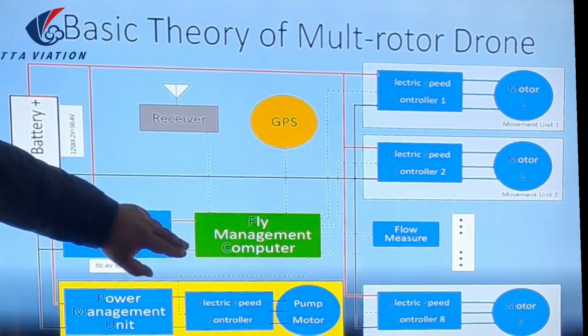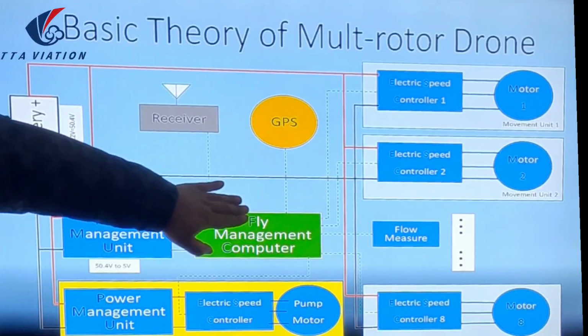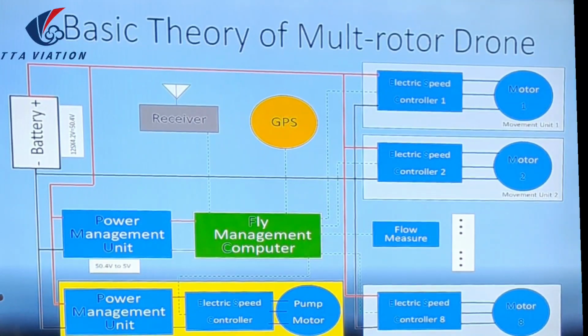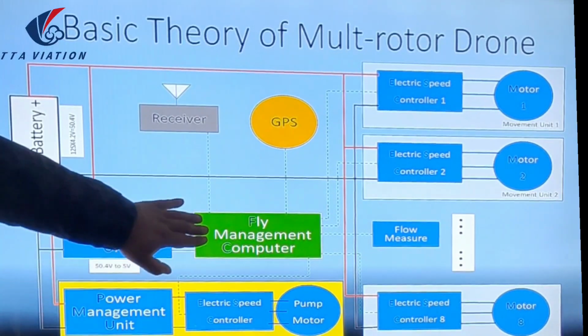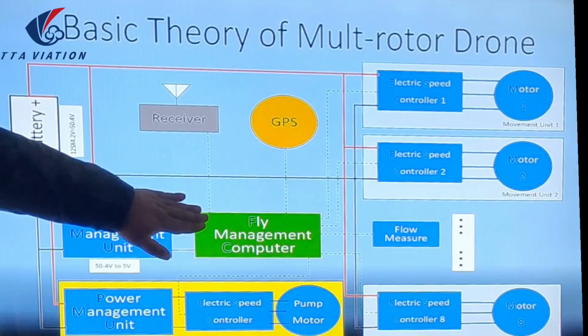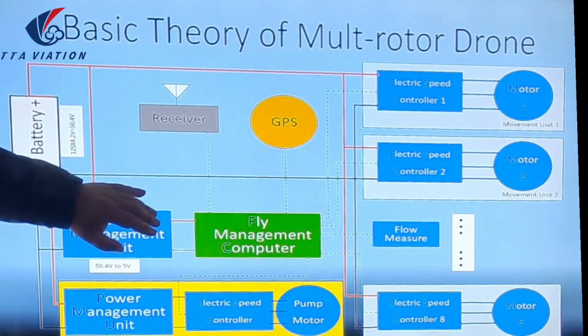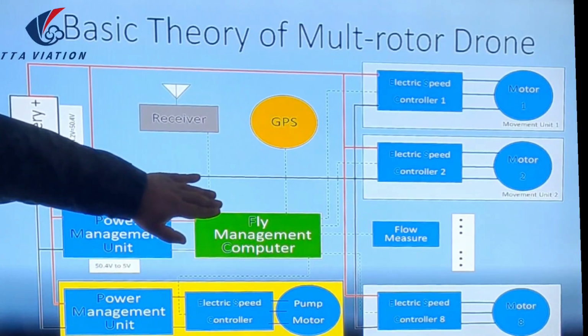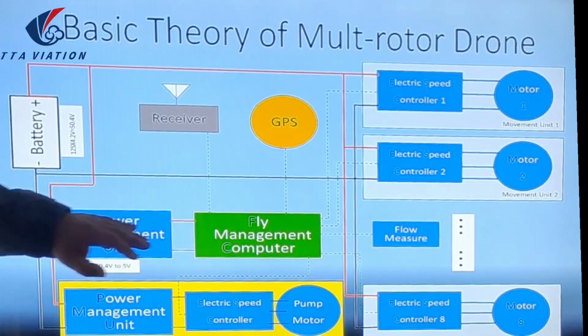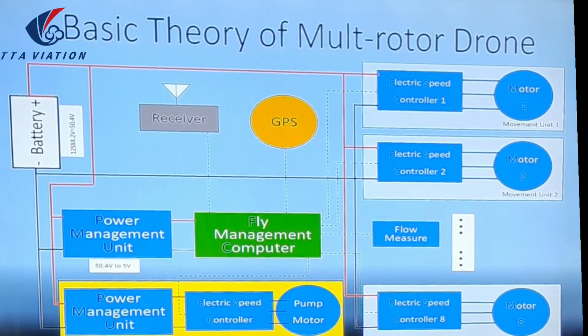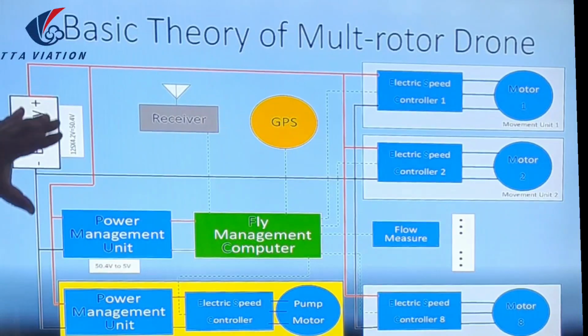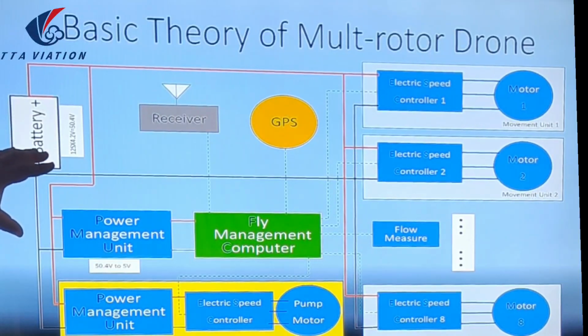Because this part is a very important control unit, most other people name this part an FC, flight controller, but I'd like to name it a flight management computer, like a real plane. Okay, this is a brief introduction about the drone system.